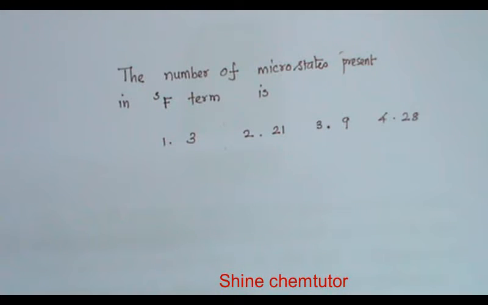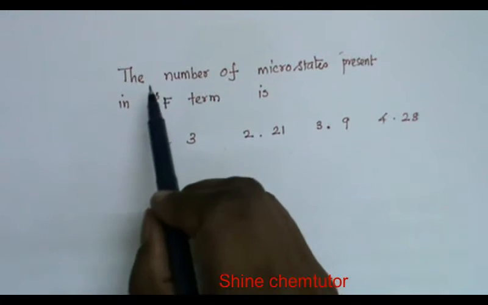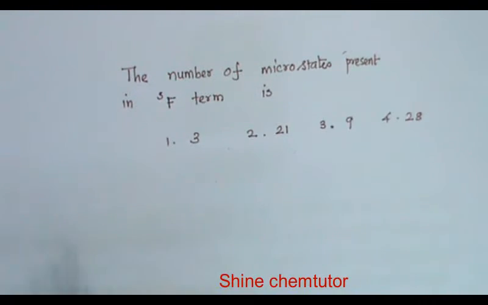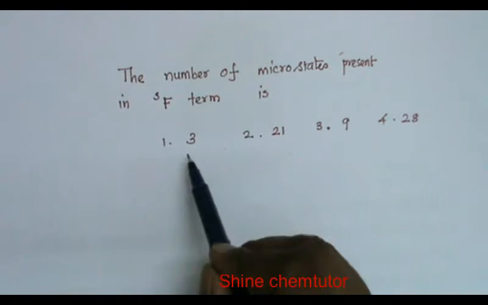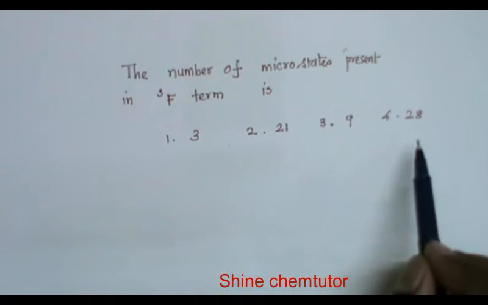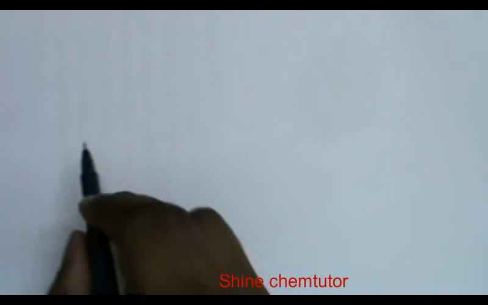In this video, we are going to solve a very simple problem on calculation of microstates. The question is, the number of microstates present in triplet F term is, the given options are 3, 21, 9 and 28.